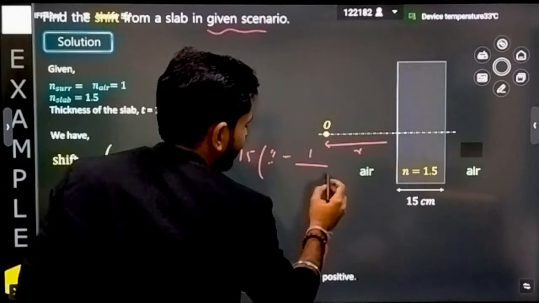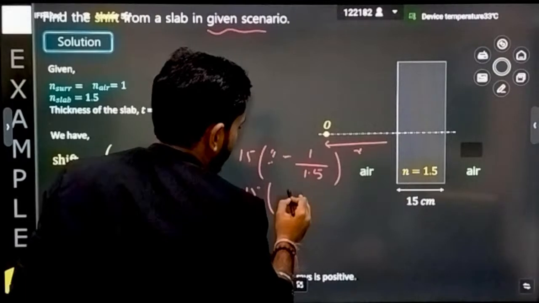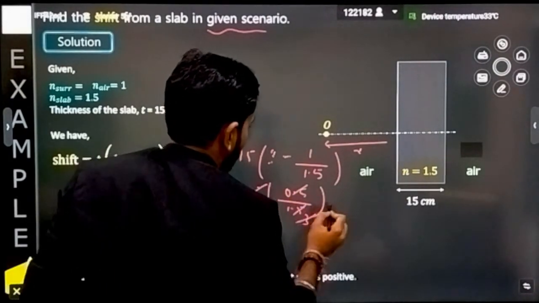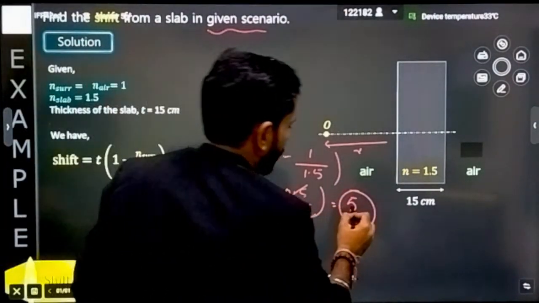Surrounding is air, that means 1 divided by 1.5 for the slab. Here it will become 1.5 minus 1, it will become 0.5 divided by 1.5, 3, cancel. Normal shift will be coming 5 centimeter, and it is coming plus 5 centimeter.